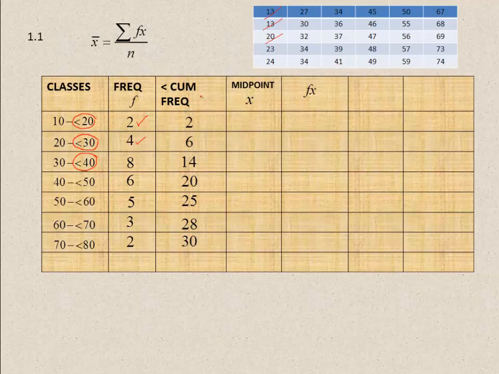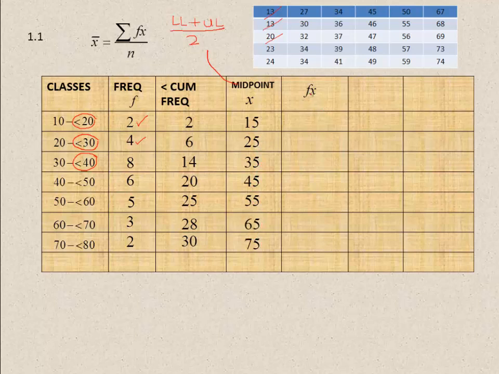The next aspect that I need to understand is how to get the midpoint. To get the midpoint, I follow a very, very simple equation. The equation for the midpoint is the lower limit plus the upper limit, divided by 2. So this becomes 10 plus 20 divided by 2, which is 15. 20 plus 30 is 50, divided by 2, which is 25. As I progress, you'll see that I'm simply adding the class width until I come to the last one.